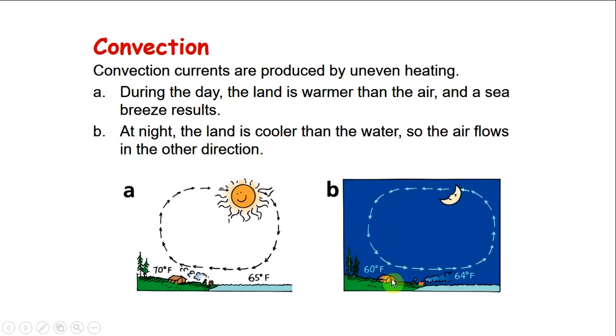During the night, the land will be cooler than the water, so the air will flow in the other direction. The air above the water will be warmer, it will go up, and the cooler air will be coming from the land.